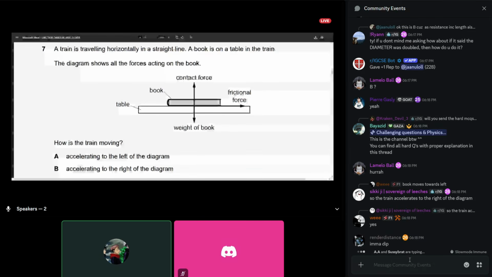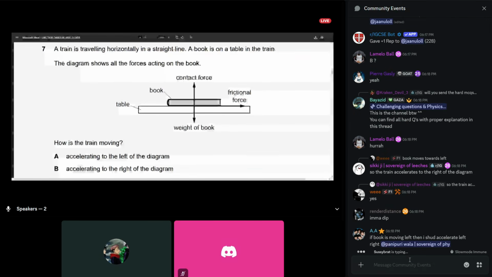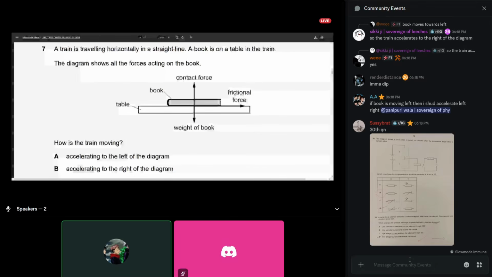Okay, has anyone understood the question? If the book is moving left, then I should accelerate right. No, that's, I'm talking about inertia.